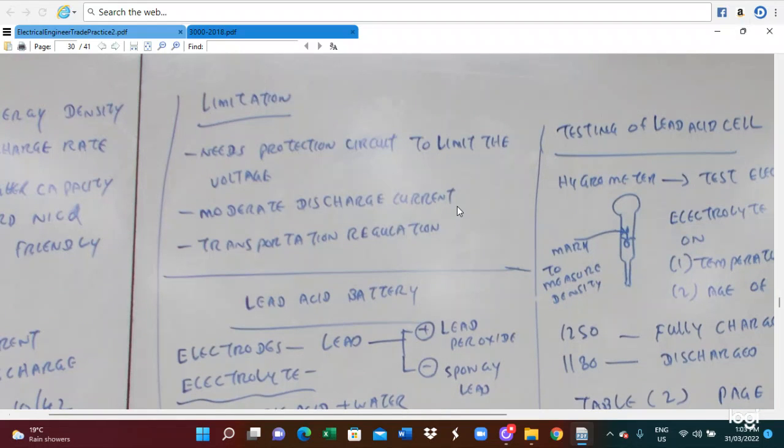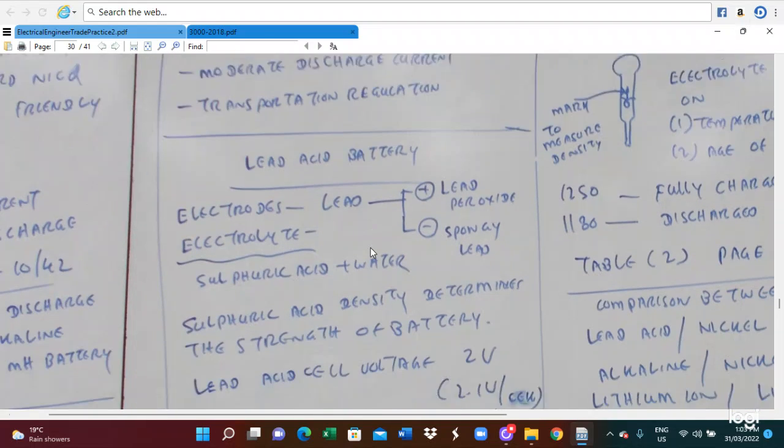They have a limitation because the lithium cell needs a protection circuit to limit the voltage and also moderate the discharge current, and the transportation regulation must also be followed.